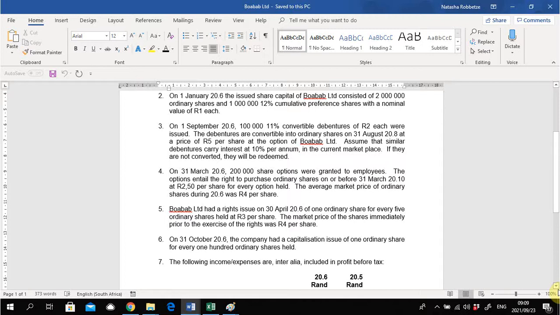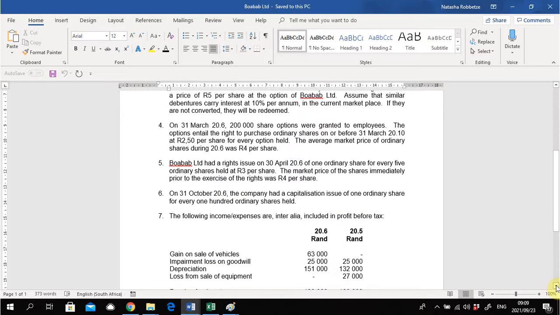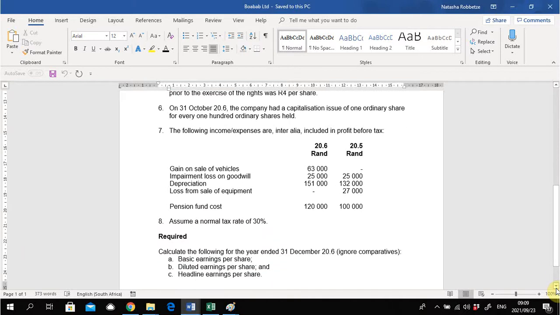Note number 5 says that they had a rights issue on the 30th of April of 1 ordinary share for every 5 shares held at 3 Rand per share. Again, the fair value before the rights issue was 4 Rand per share. On the 31st of October 2006, there was a capitalization issue of 1 ordinary share for every 100 shares held. In note number 7, they've given us a number of items as they relate to headline earnings.